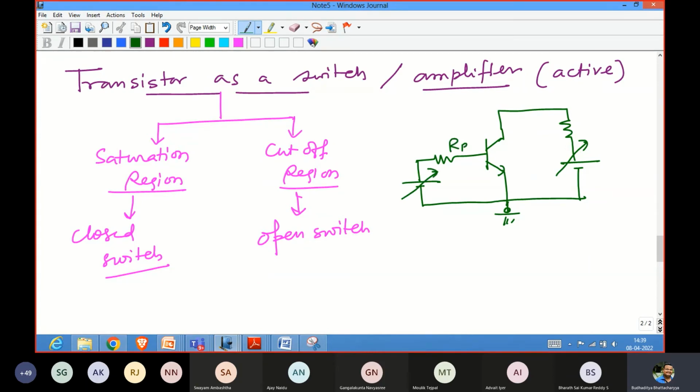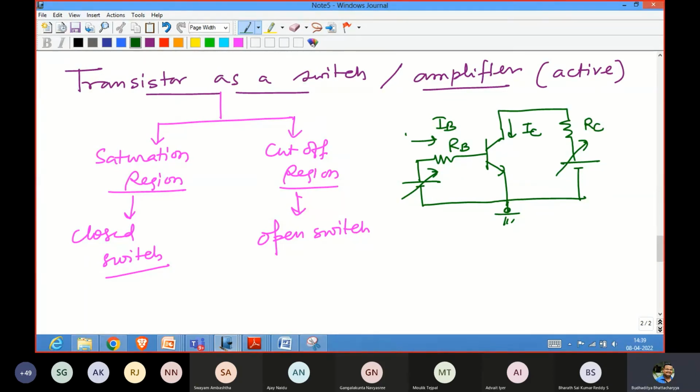So this is my RB, this is my RC collector resistance, and this is my IC, this is my IB. There's the base current, collector current, and IE current also is present. All right, this is an NPN transistor. I'm not repeating the nomenclature, hoping that you all know it.